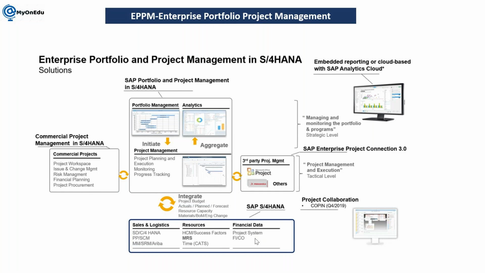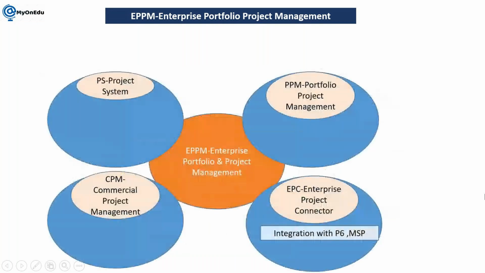Okay, so here we are going to focus on project system. Project system is the base module in EPPM, and along with it we are going to focus on investment management also. I have given all these modules in one slide. There is EPPM, which has project system, portfolio and project management, commercial project management, and EPC, enterprise project connection, to integrate P6, which is Primavera, and MSP, which is Microsoft Project.